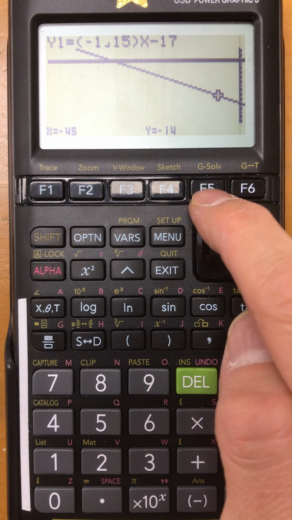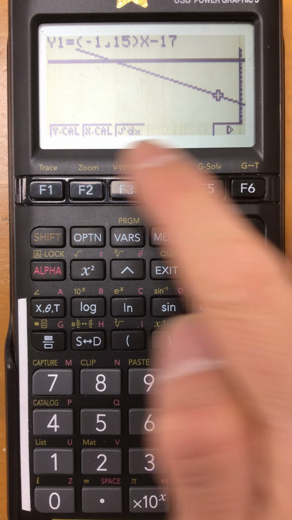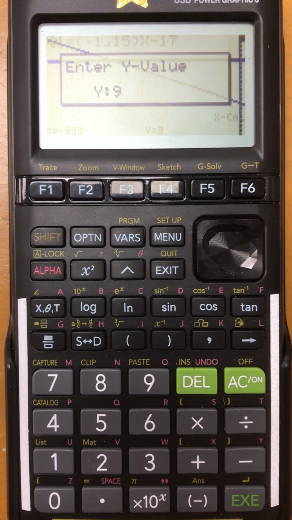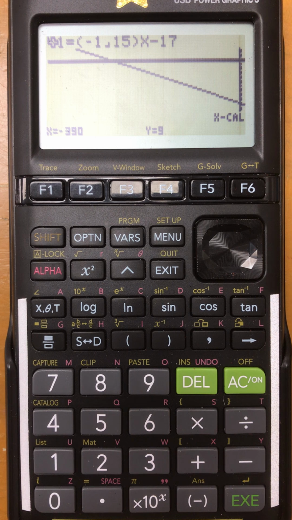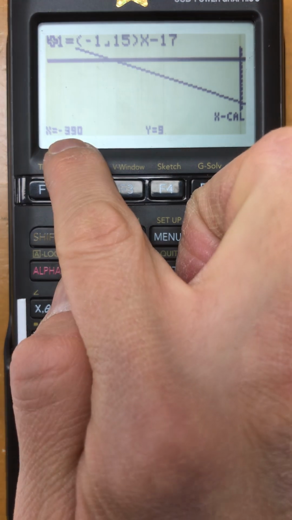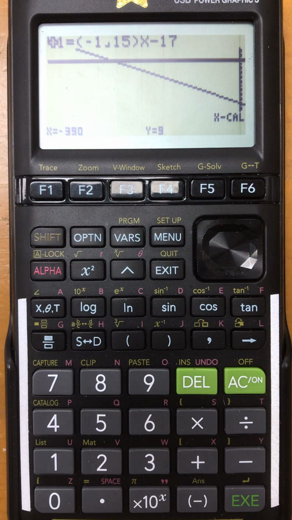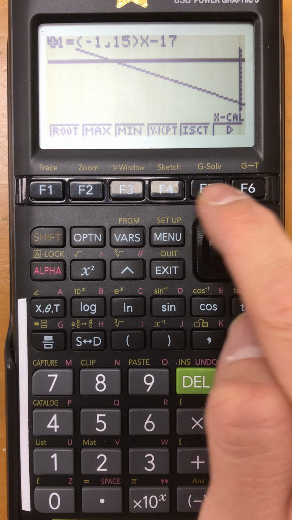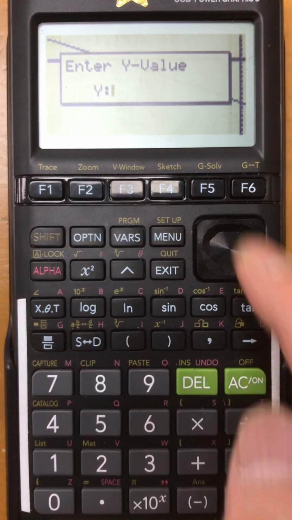So I go to gsolve, F6 to go over to xcal. So for a y value of 9, okay, I get an x value of negative 390. Okay, right there. Okay, let's do this again. F5, F6, F2 for xcal.